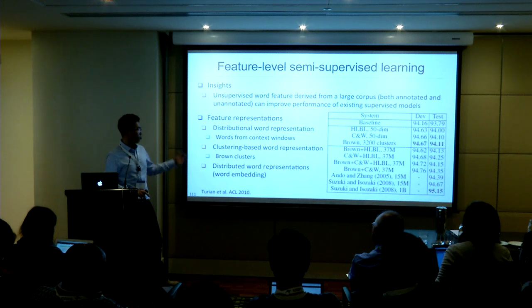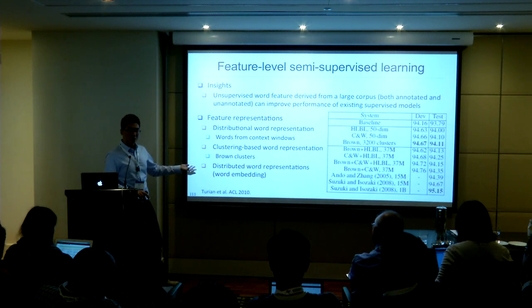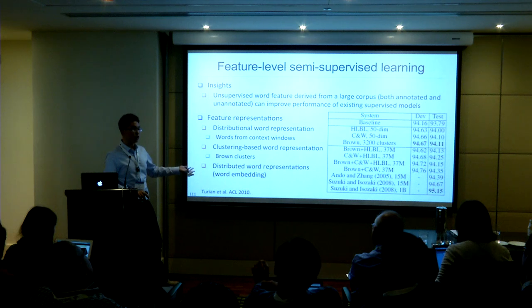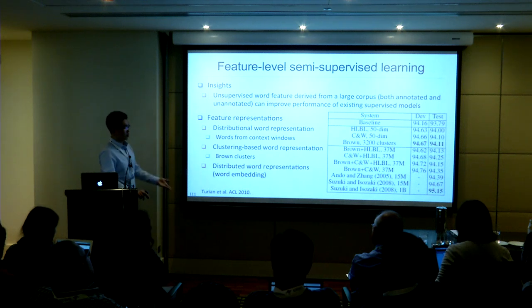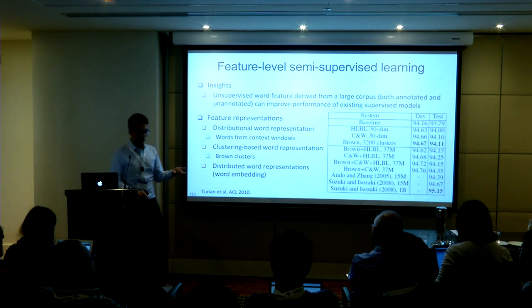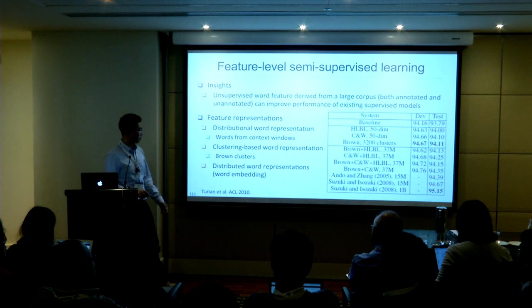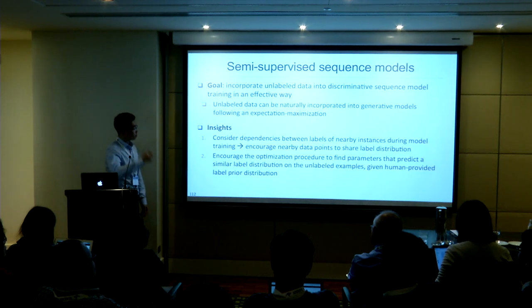And you can even do word embedding, a whole bunch of distributed word representations, including the neural language model. They can also be derived on the unannotated corpus and fit into those classifiers. What else? If you want to extend the existing models to incorporate unlabeled data, that's also feasible.